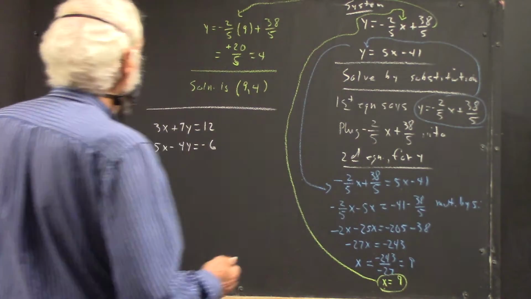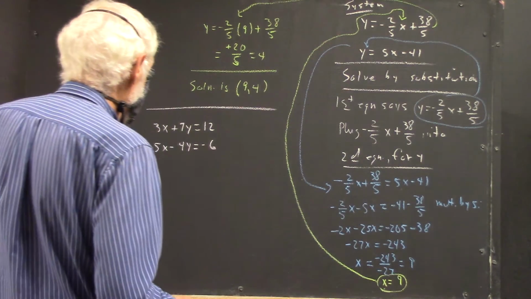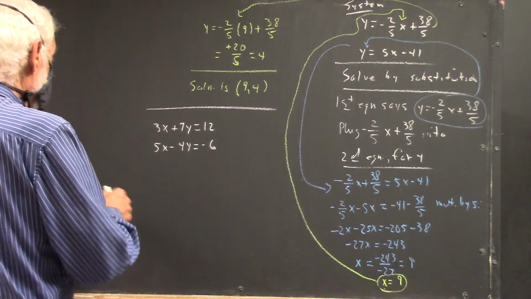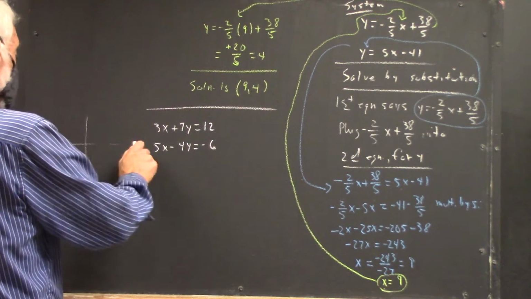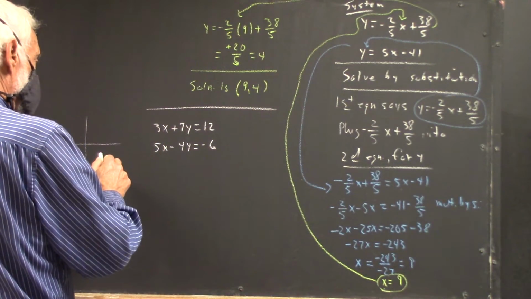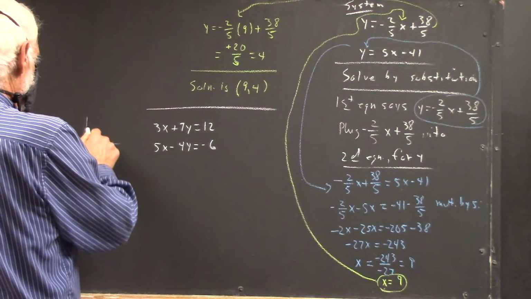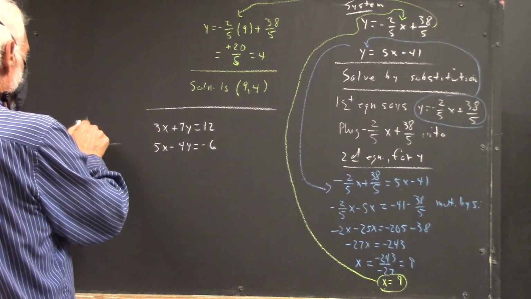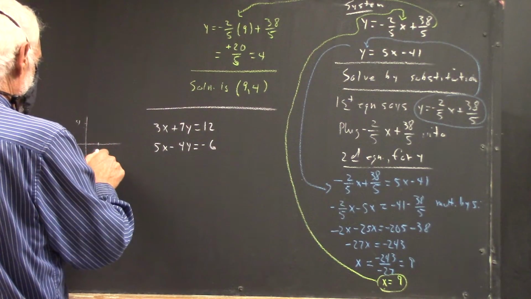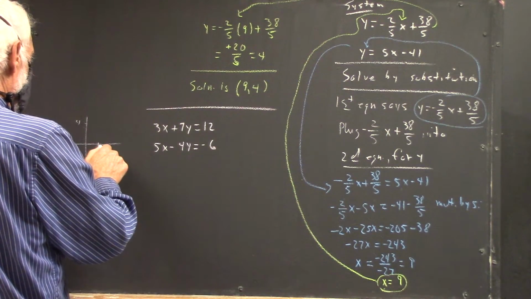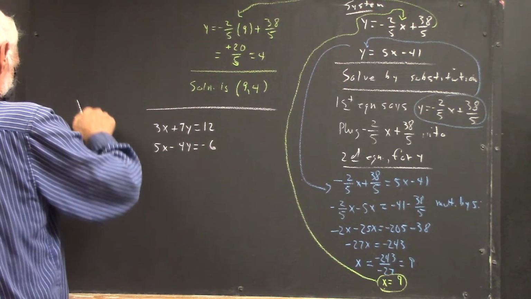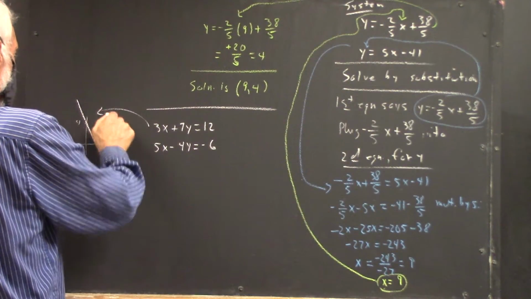Okay? So you could plot these, and you could estimate the point of intersection. I'm actually going to go ahead and just do a quick plot. I'm going to try to be very accurate, but the y-intercept is going to be 4, so we'll say this is 4. The x-intercept is going to be a little less than 2. So let's say here's 2, here's the x-intercept, so here is the first equation.